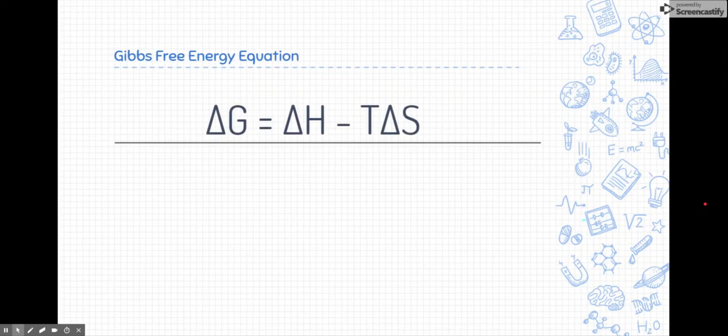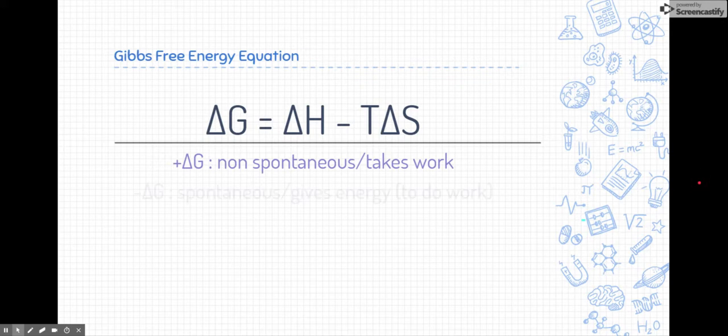Gibbs free energy is designated by this equation that should be found on the back of your periodic table. Delta G, which is a change in Gibbs free energy, is equal to enthalpy, or delta H, which is a change in the amount of heat energy of a system, minus the temperature times the change in entropy, delta S, which is the disorder.